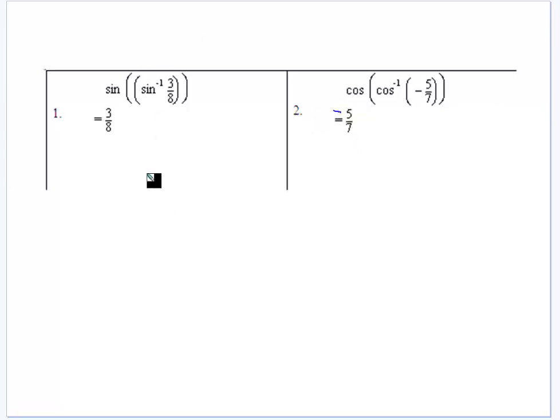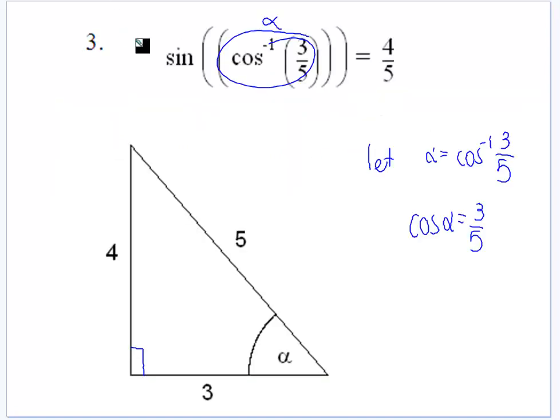So some other problems. What happens when we take sine of an inverse sine of a function? Remember they're opposites, so we just reverse the process there. So sine of inverse sine of 3/8 would give us 3/8. Cosine of inverse cosine of minus 5 on 7 gives minus 5 on 7. So you can see what we're getting there. But what about when we go sine of inverse cosine of 3/5? Well, that's going to give us 4/5.